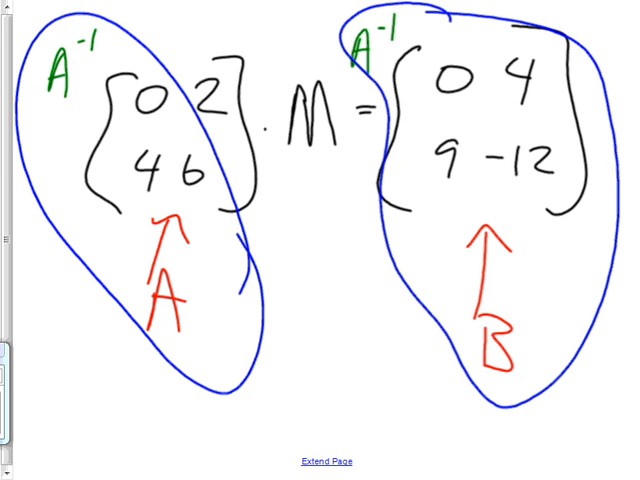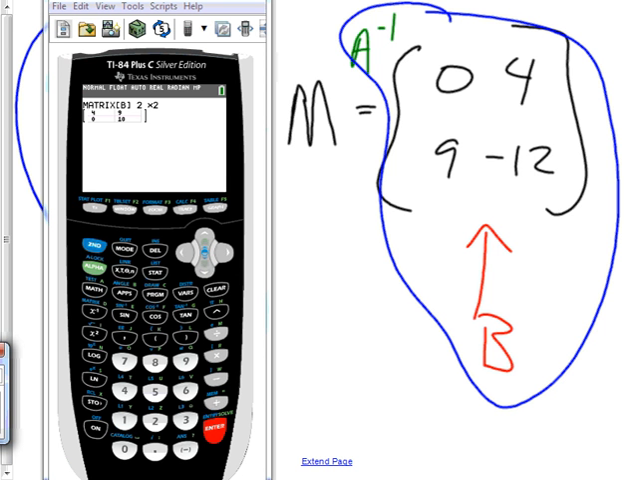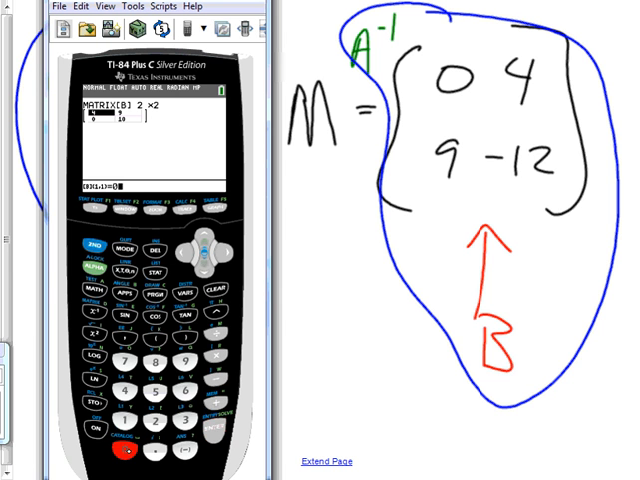Well, you got to put the B matrix in your calculator. I need a second to do that, so I'm going to pause. Here I'm in my calculator editing my B matrix, and it is a 2 by 2, and I go 0, 4, 9, negative 12. Cool. I got B in there.